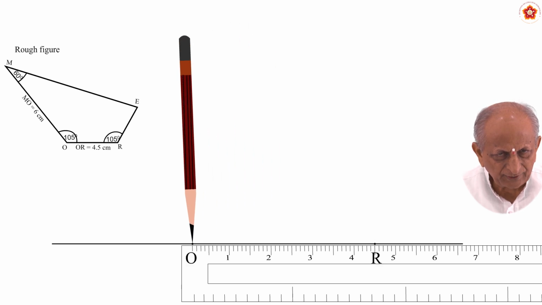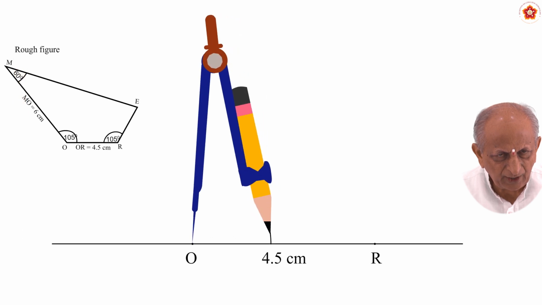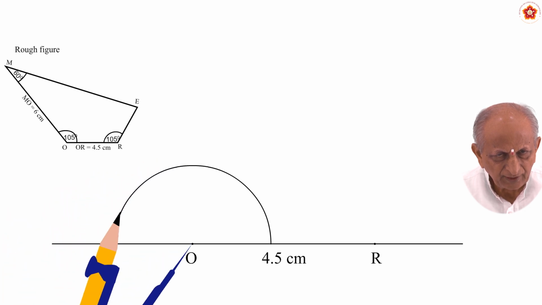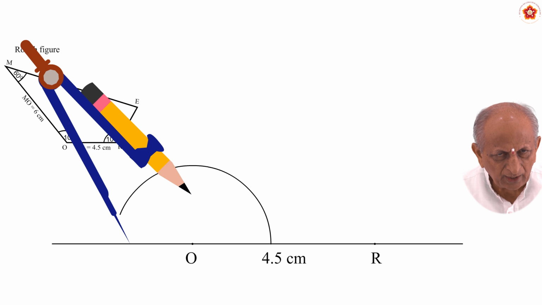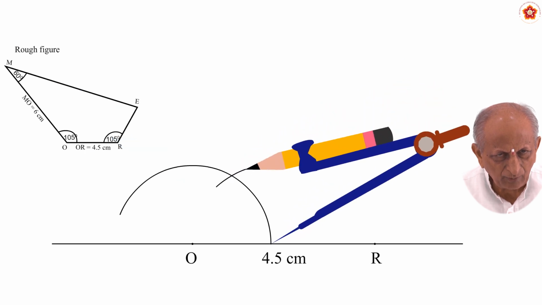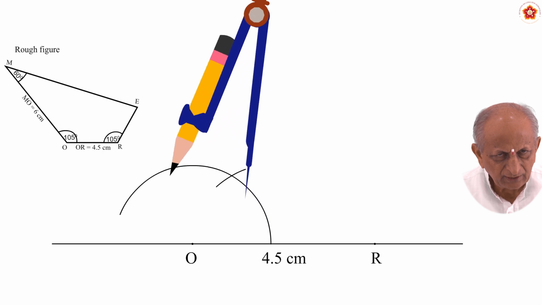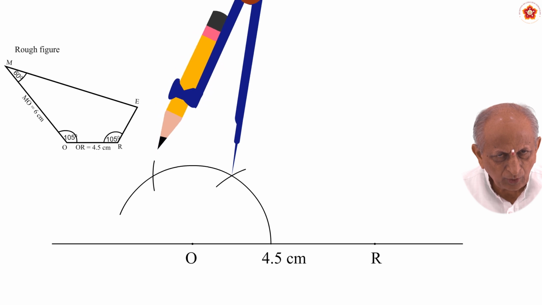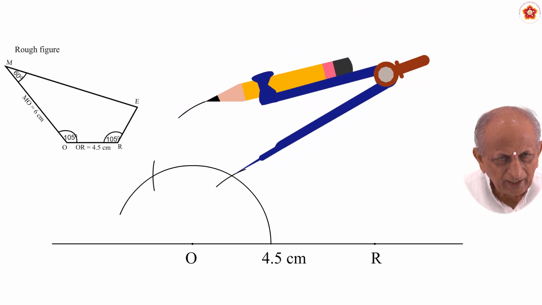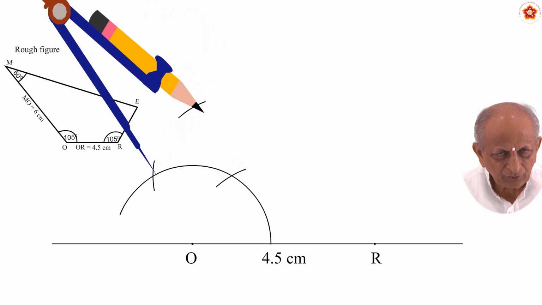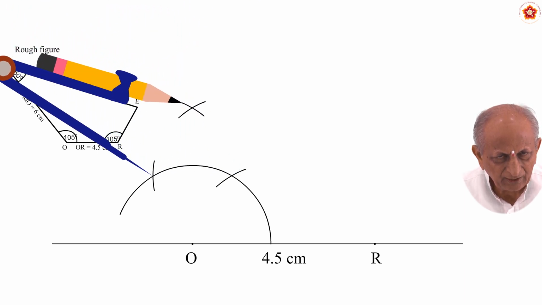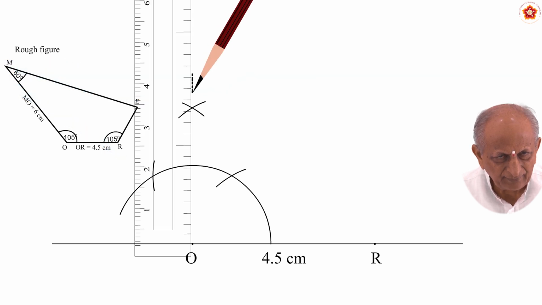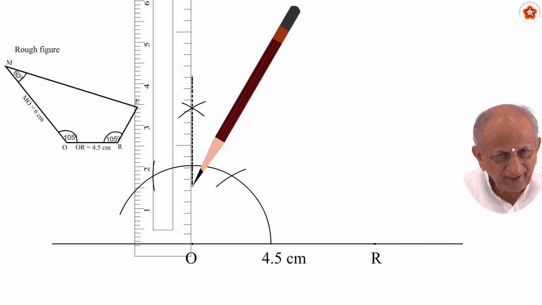Now take a compass. To get an angle of 105 degrees, draw an arc of convenient radius. With the same radius, draw one more arc. With the same radius, draw one more arc. Okay? And then with the same radius, draw 2 more arcs. So what you are getting now? Angle of 90 degrees. So using scale and pencil, draw a line. So this line is a perpendicular line.